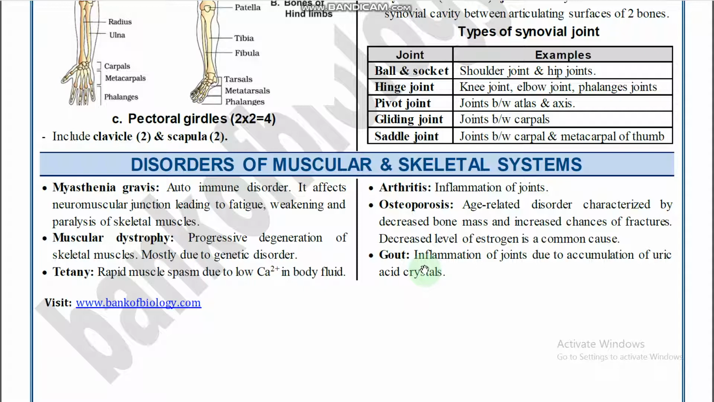Okay, so this is regarding the locomotion and movement chapter. In the next class we are going to discuss neural coordination and communication, right?